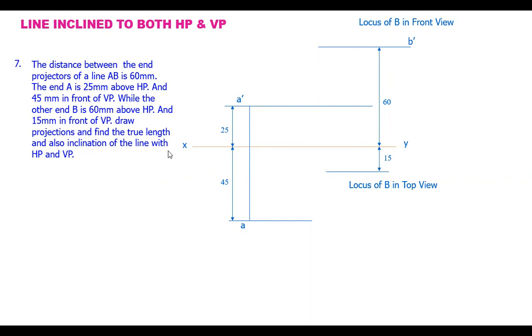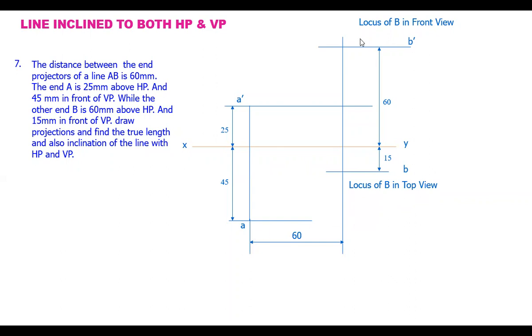Now, this is the data given. And what else? The distance between the end projectors. So let's mark this 60 mm. From A dash, you draw a line here at a 60 mm distance, and this is 60. This is the distance between the end projectors.